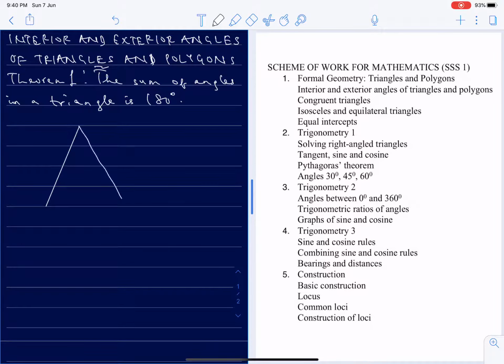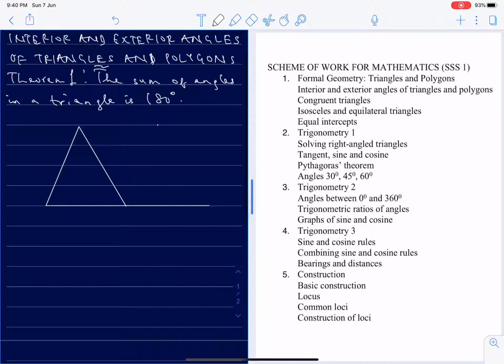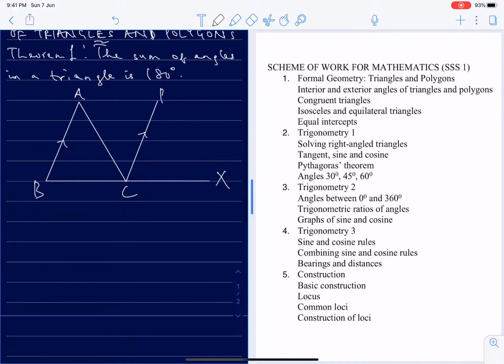It's a triangle. Please make sure your diagrams are bold, clear and well drawn. Now, A, B, C, P, X. Let's call this angle B2 and this angle A2, this angle A1, this angle C, and this angle B1.